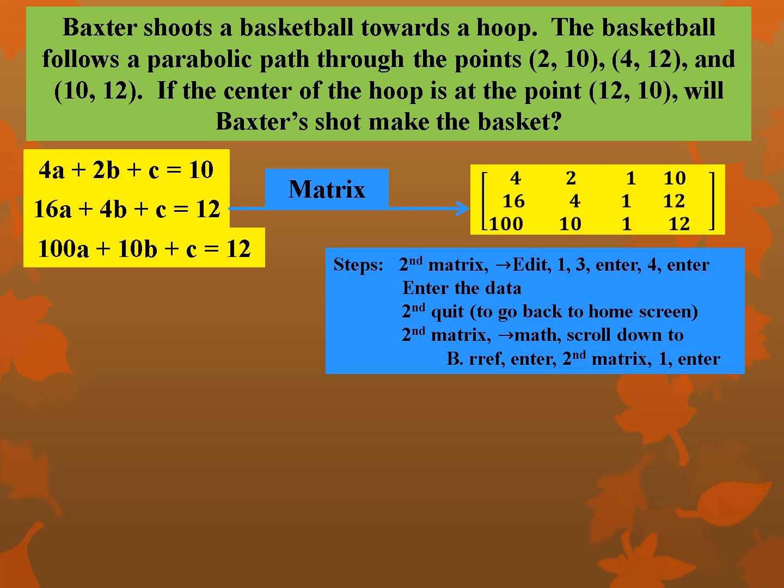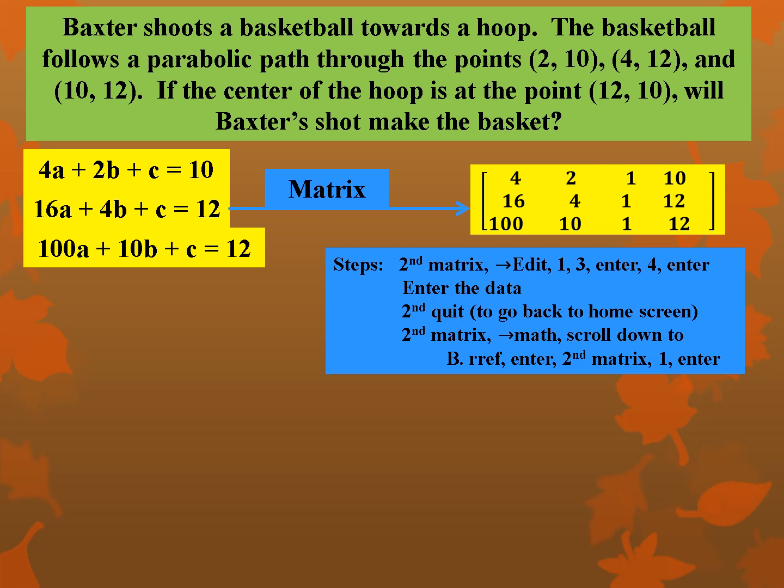And then you're going to enter the coefficient matrix above into the matrix on your calculator. Now, if you remember, we cannot do math inside the matrix, so we have to get out of the matrix. We have to do second quit, second mode. That takes us back to our home screen. Okay? Now that we're on the home screen, we're going to go back to second matrix, but we're going to arrow over to math. And then we're going to scroll down to option B, RREF.